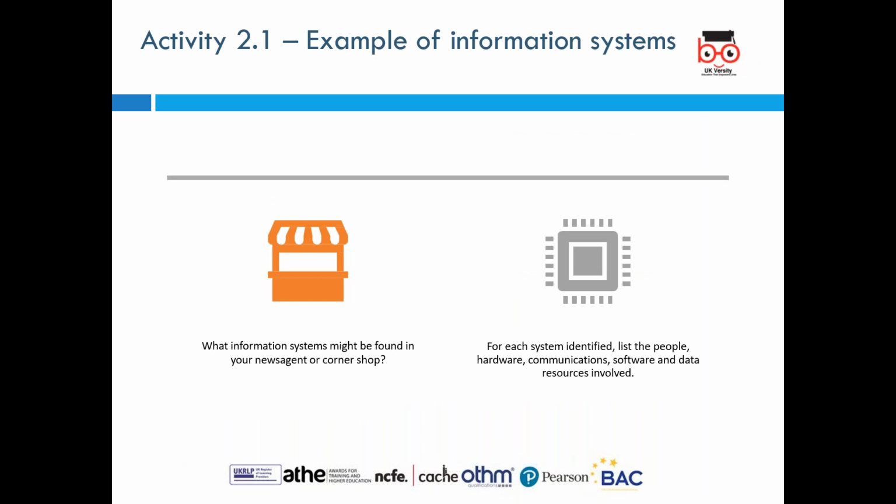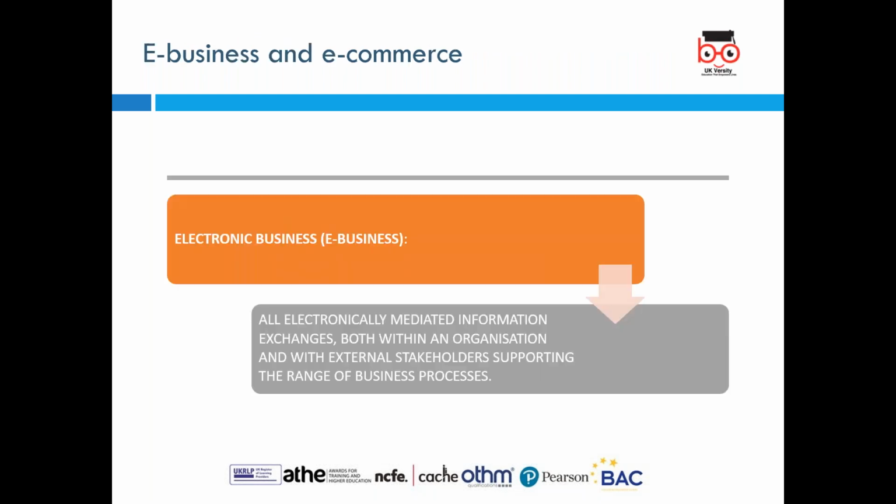So now we're going to understand what information systems might be found in a newsagent or corner shop, and for each system identified, we need to list the people, hardware, communication, software, and data resources involved. So we have a couple of case studies.